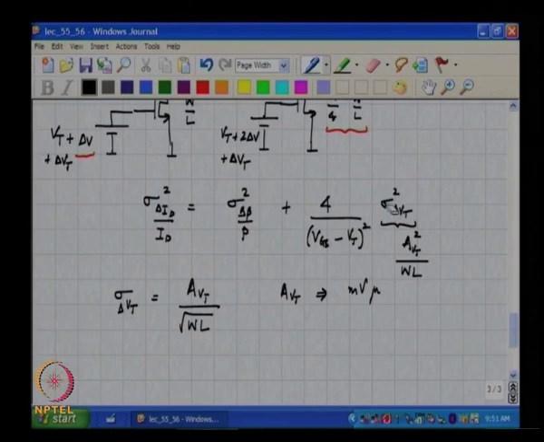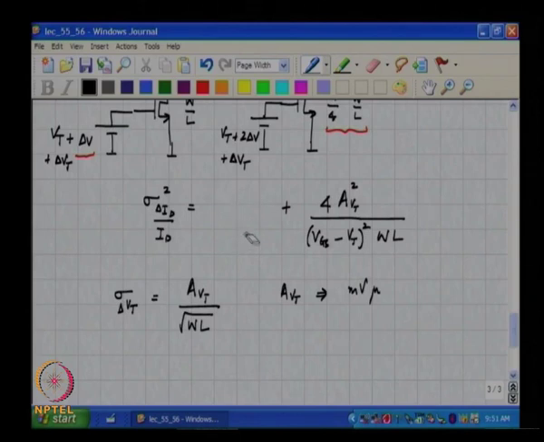Okay. So, this will be A Vt square divided by W times L, and sigma square delta beta by beta will also be some A beta square divided by W times L. Does it make sense?